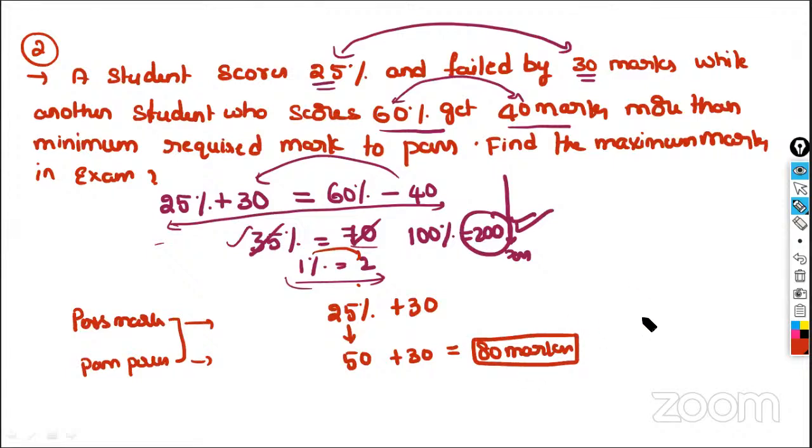Next one, I want the pass percentage. So 25% plus 30. What I have to do is convert these marks into percentage. So 1% is 2, that means here 30 marks is 15%. So 25% plus 15%, how much? 40% is the pass percentage. Is everything clear? Okay, done. Very good.